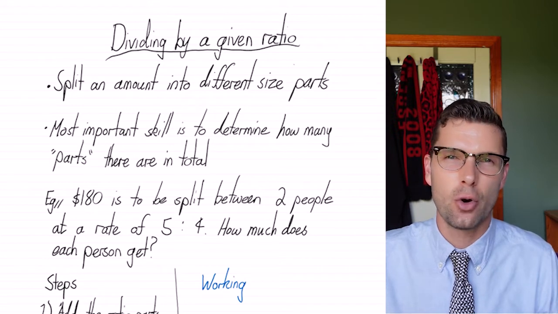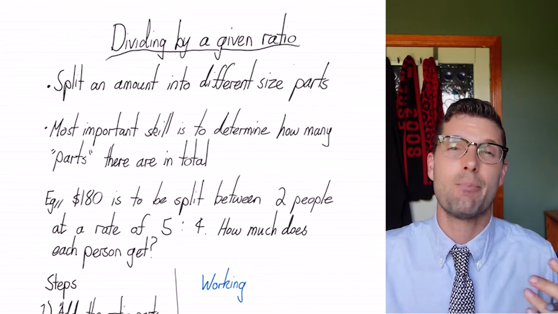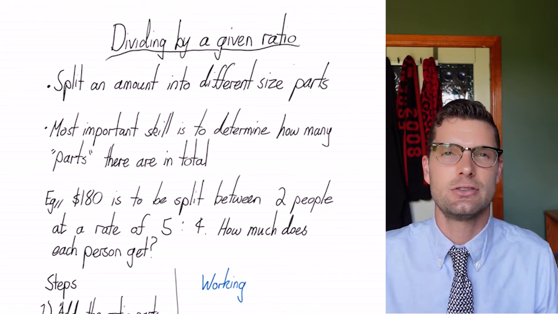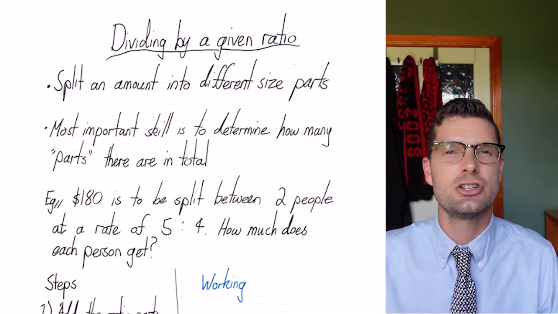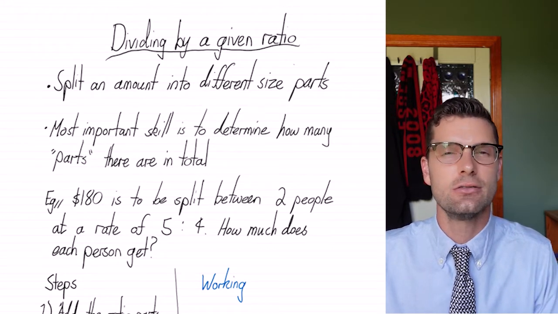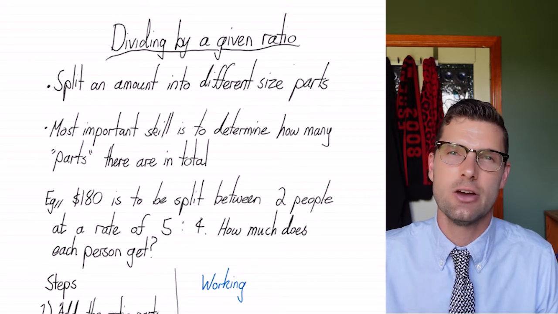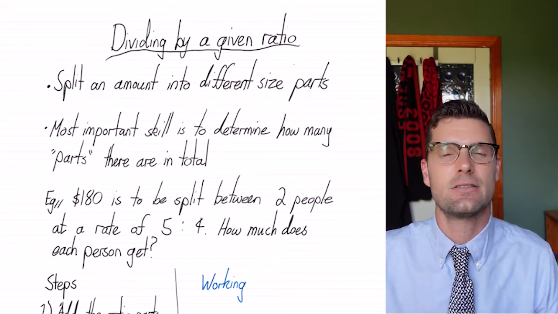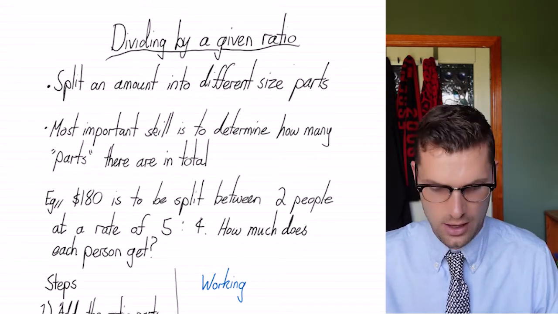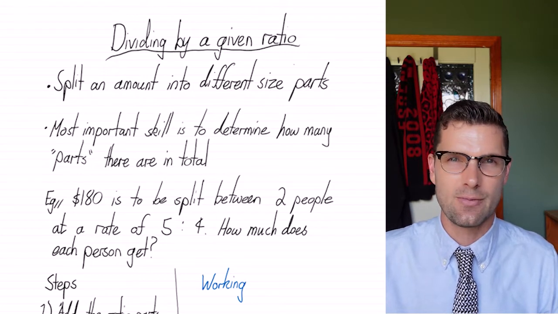So the most important skill is knowing how many parts there are to the full answer. And this just means what is the addition of all the ratios, and that gives us the amount that each part is worth. So we're going to see this in an example.